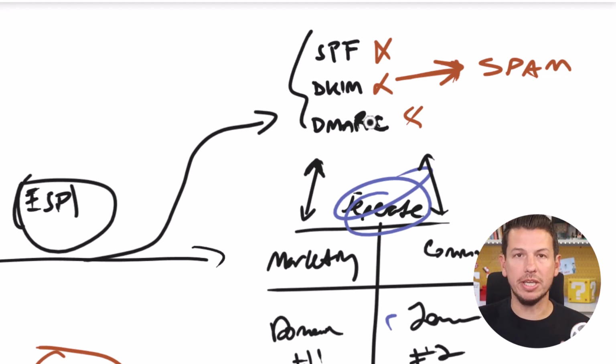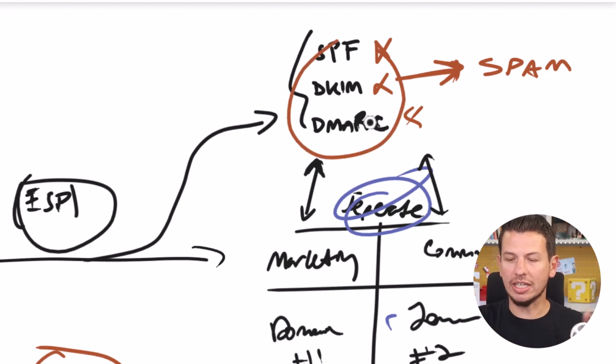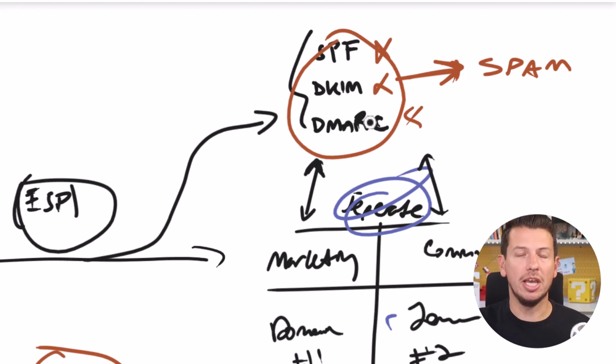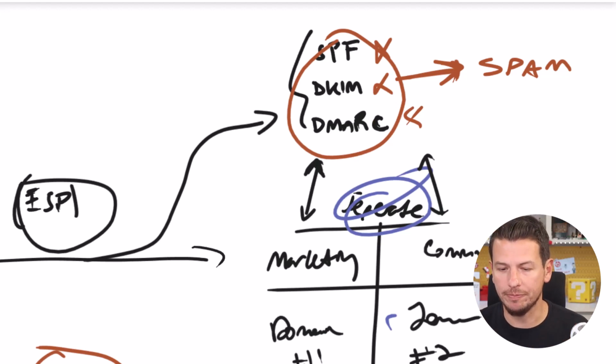Again, go to your ESP, MailChimp, whatever. It doesn't matter who it is. Go contact them about these records, and they'll generally have instructions on how to set those up. And more than likely, you might have set them up when you were setting up the domain with them. Okay. So that is a huge thing when it comes to your domain reputation and your domain authentication as well.